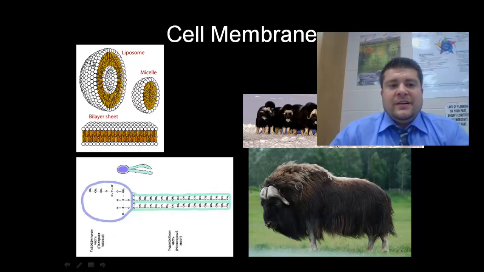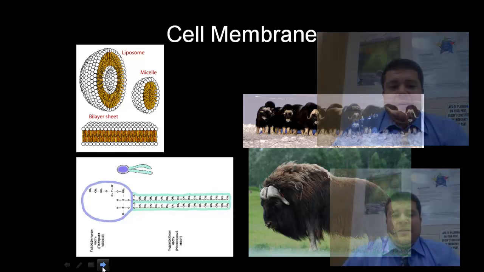Here, all of the heads are on the outside, and the tails are on the inside. So if you think of a musk ox, next time you'll think of the heads being on the outside, protecting what's on the inside, which would be the baby musk ox. And so this cell membrane is what allows things to enter and leave the cell. We need to figure out how that happens.